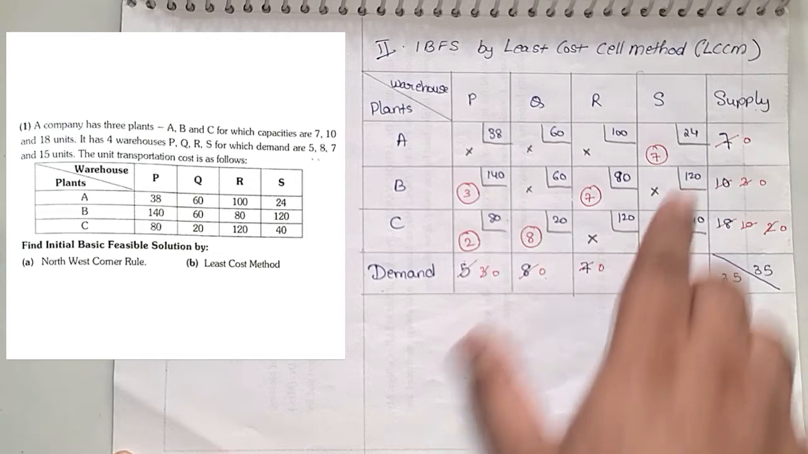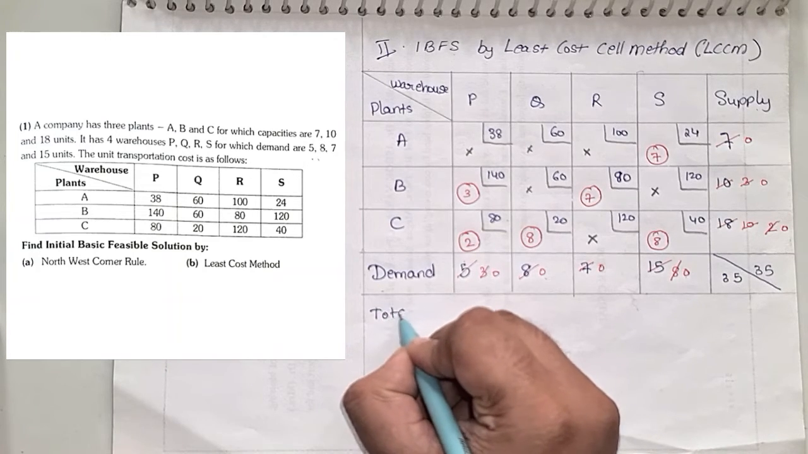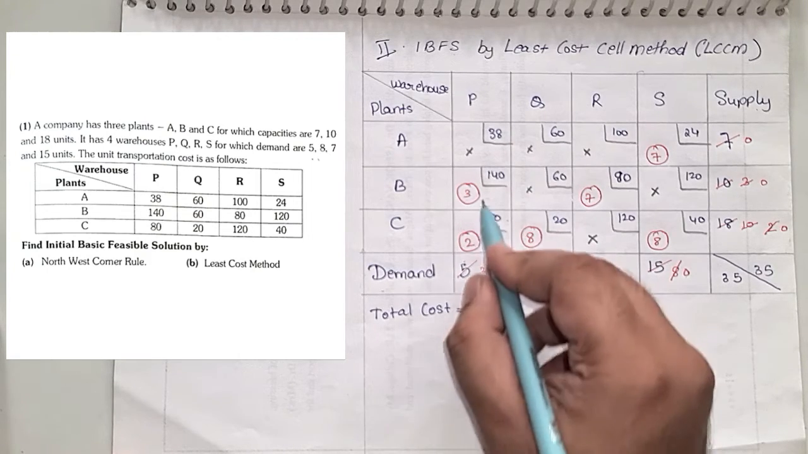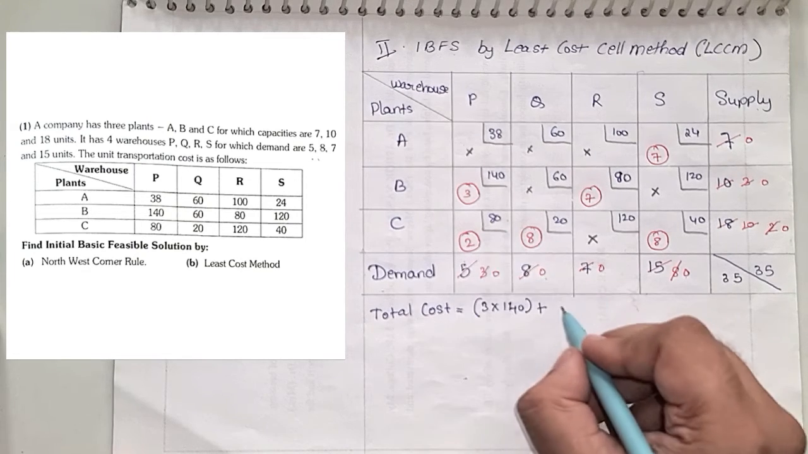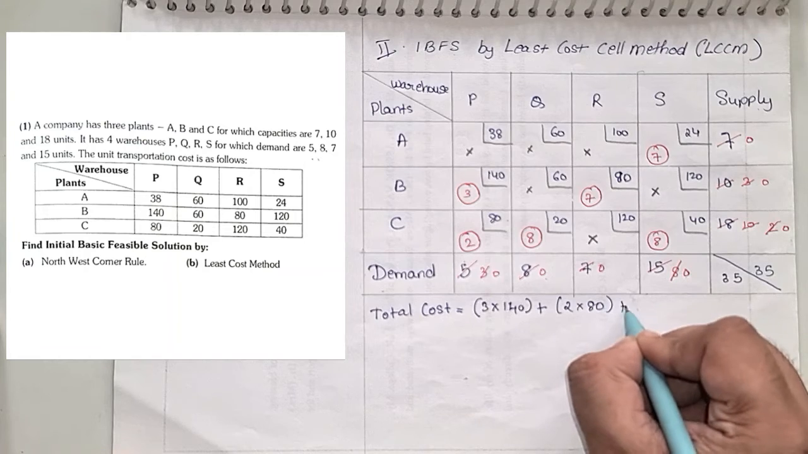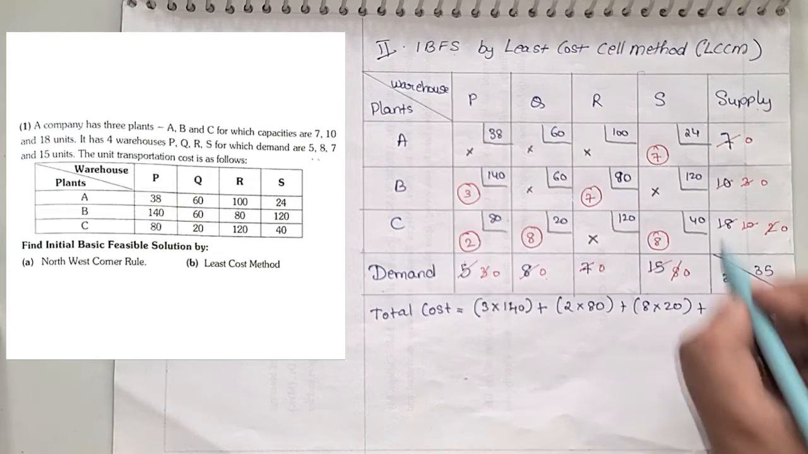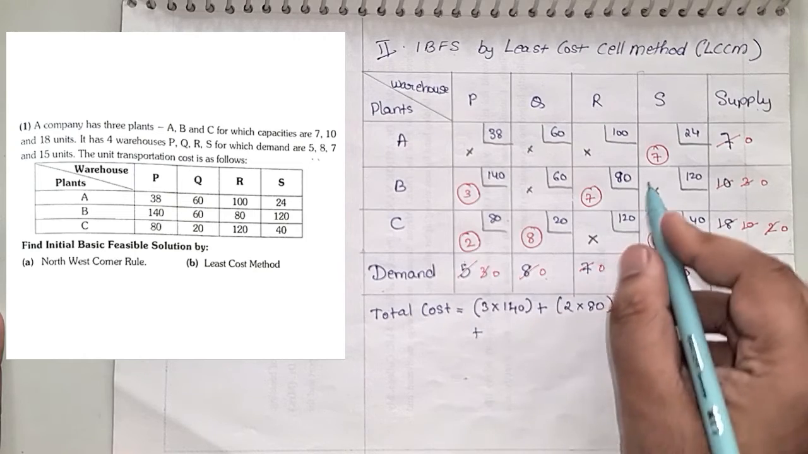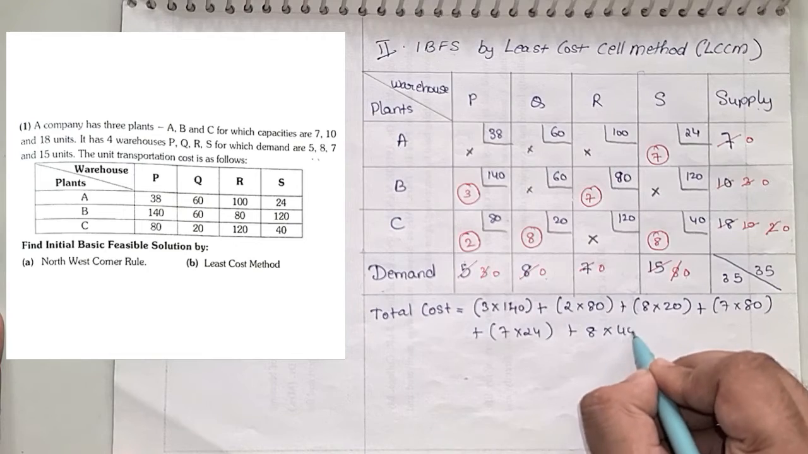So this is how we had to solve as per the least cost cell method. Catch the least cell and start allocating the demand and supply. And now once we have done this, we can find the total cost. So the total cost is equal to 3 into 140 plus 2 into 80 plus 8 into 20 plus 7 into 80 plus 7 into 24 plus 8 into 40.